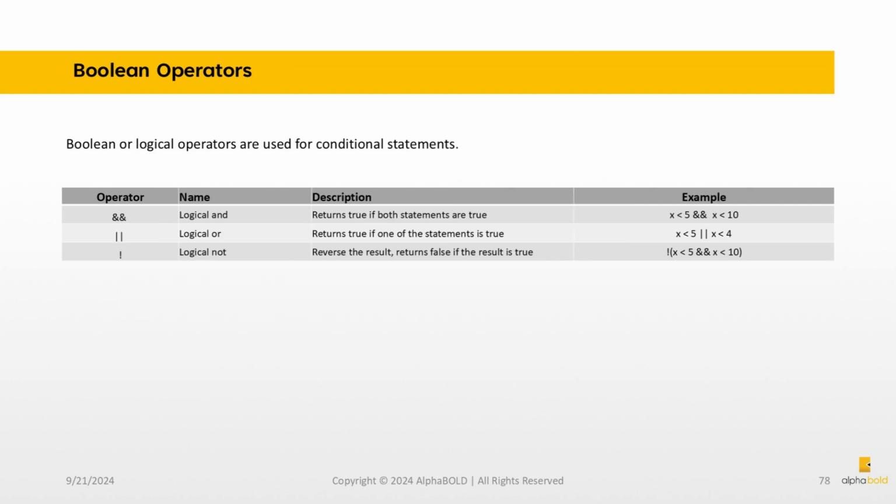Boolean or logical operators are used for conditional statements. Logical and returns true if both expressions are true, otherwise false.